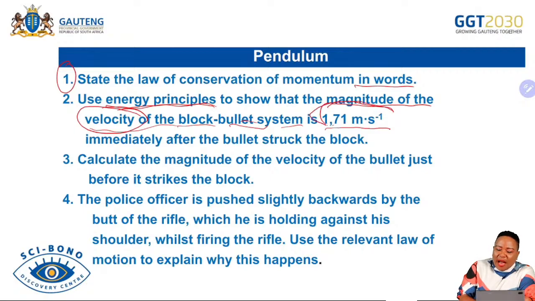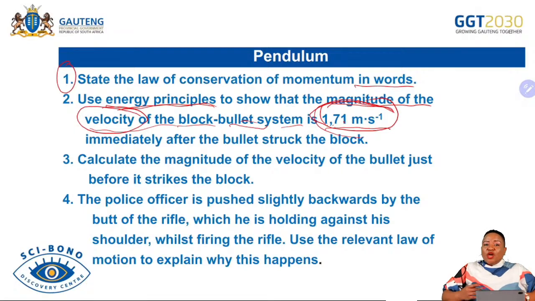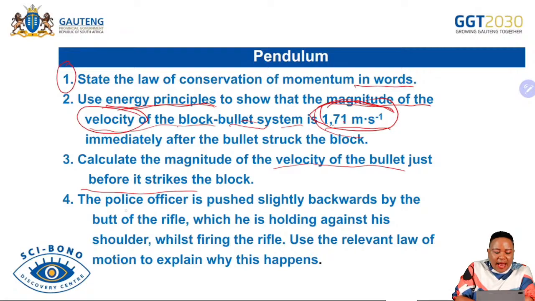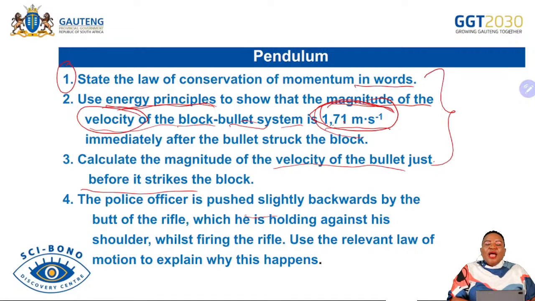But now remember, you must prove. If your answer is not 1.71, it means there's something wrong, because what you are doing here is proving that your answer is correct. And then calculate the magnitude of the velocity of the bullet just before it strikes the block. And then also the police officer is pushed. Okay, this one is another one, but you can find this one. This is one question, and it is a pendulum type of question.